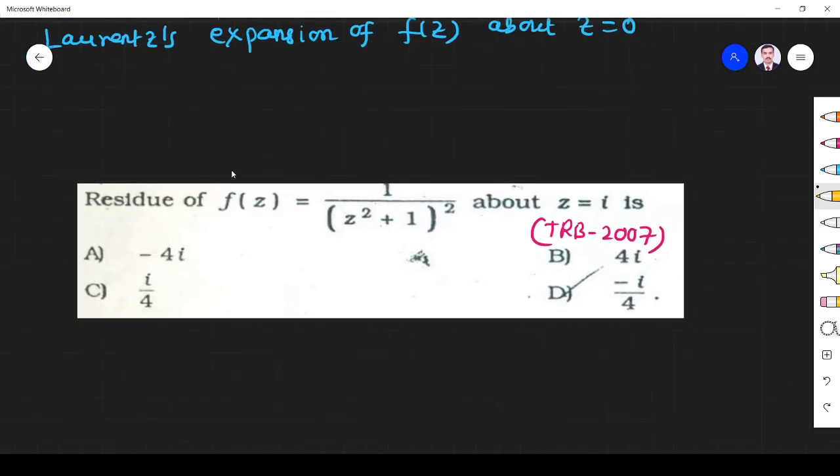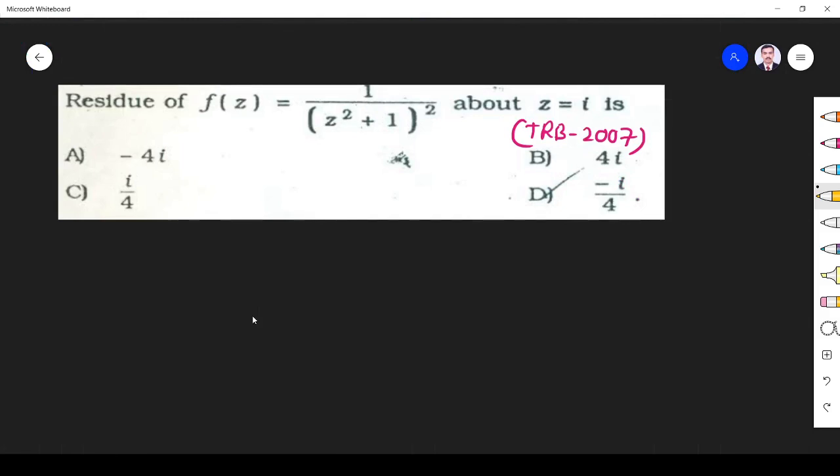Let us see the first question: find the residue of f of z equal to 1 by (z square plus 1) whole square about z equal to i. Yes, this is the question. So f of z is equal to 1 by (z square plus 1) whole square, and I have to find the residue at z equal to i. First we have to find whether this function has a simple pole or a pole of order 2 or 3 or 4.